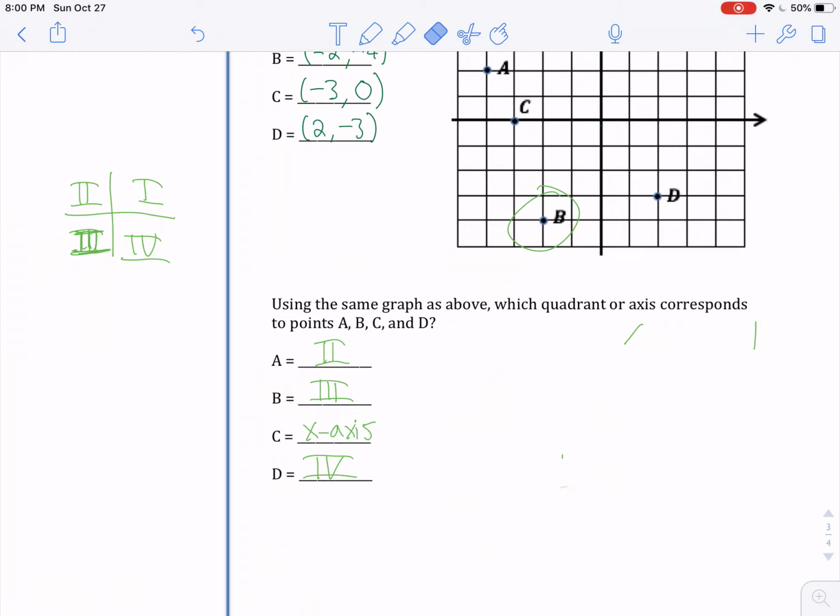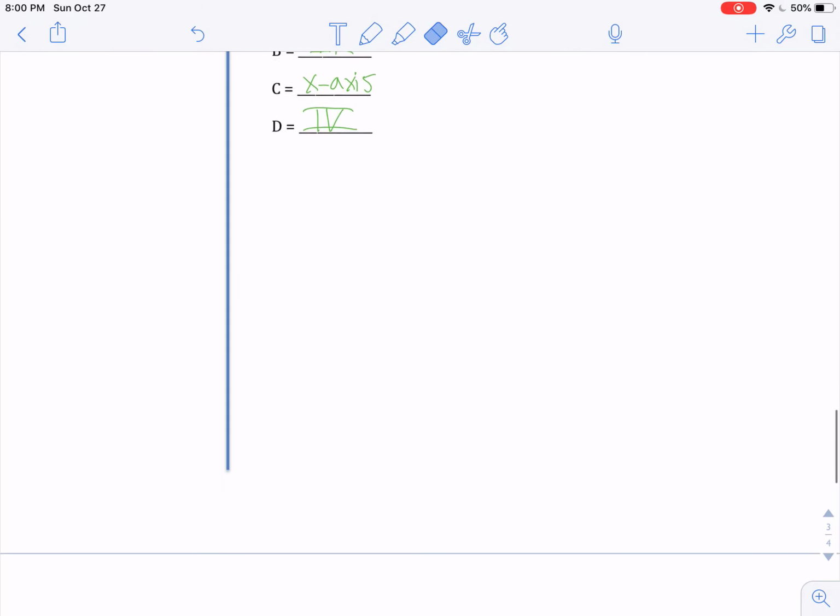This is not erasing very well. Erase. Jeez Louise. All right.